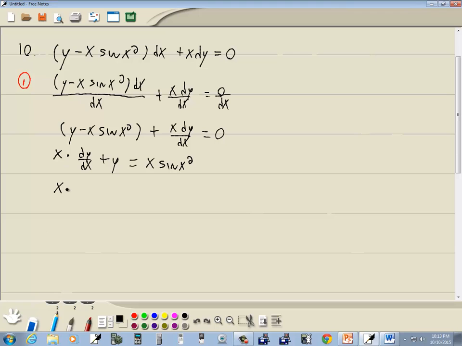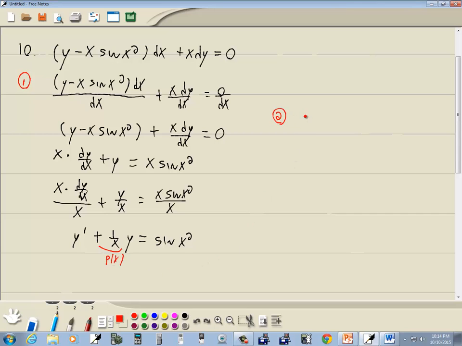Okay, so I'm going to have x times dy/dx, divided by x, plus y over x is equal to x sine x squared over x. Those x's cancel, and I'm left with dy/dx, but another way to write dy/dx is y prime, plus 1 over x times y. Those x's cancel, and I got sine of x squared. Now it's in the right form. Y prime's by itself, nothing in front of it. Y's over here, and then this side. So what's in front of our y is going to be our p of x.